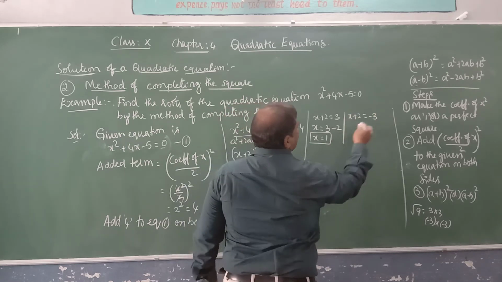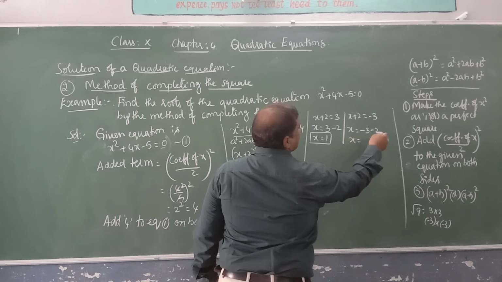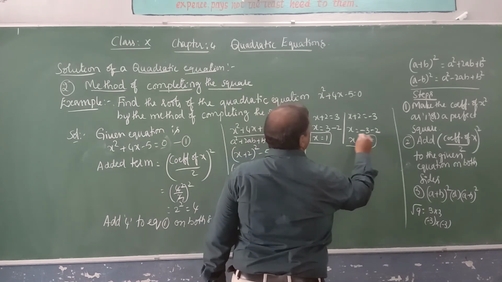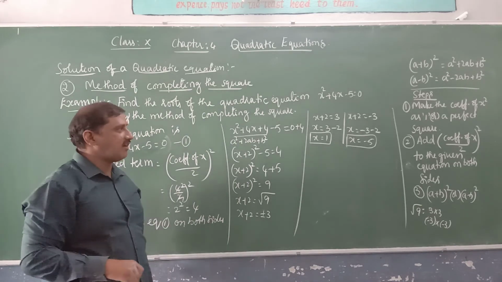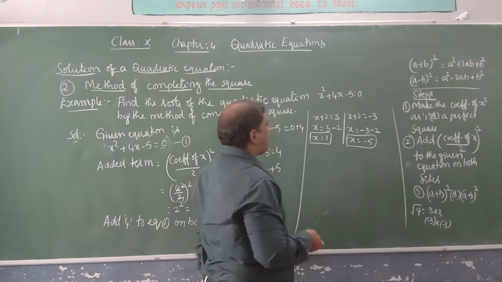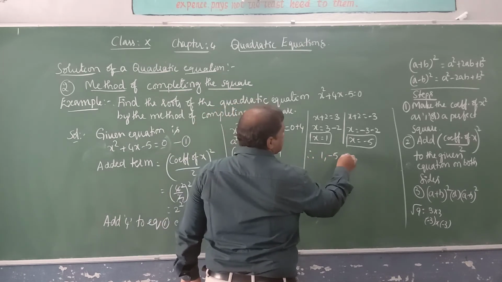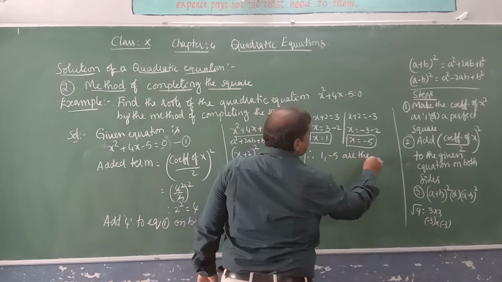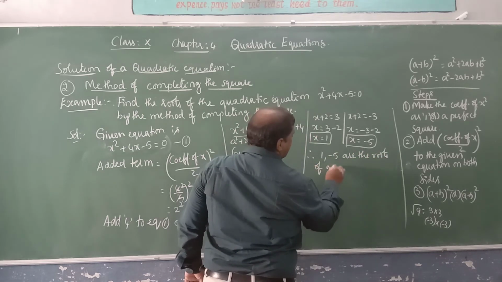Now plus 2 will be transposed, and we get minus 2. So x is equal to minus 3 minus 2, it is minus 5. Now we got x is equal to 1 and x is equal to minus 5 as the solutions. Therefore 1 comma minus 5 are the roots of the given equation.